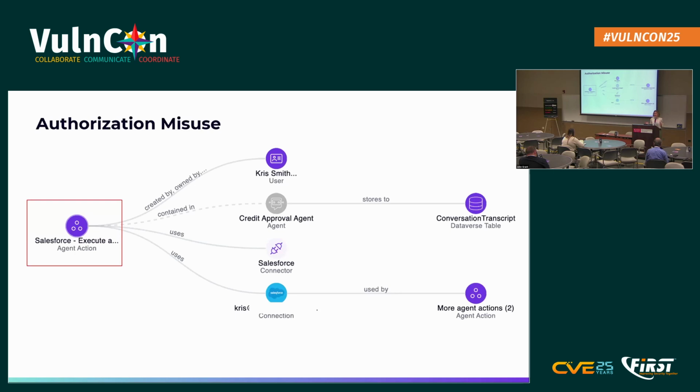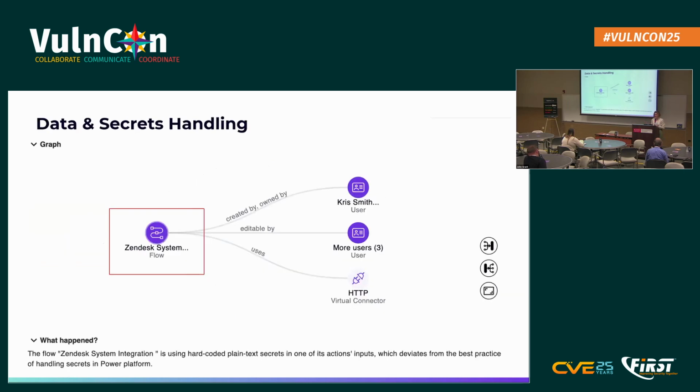So that's fine and dandy if Chris is the only person using this agent. But the moment that that agent gets shared beyond Chris, now everybody who is using Chris's agent is acting as Chris to do all of this activity. That's an authorization misuse, happens all the time.